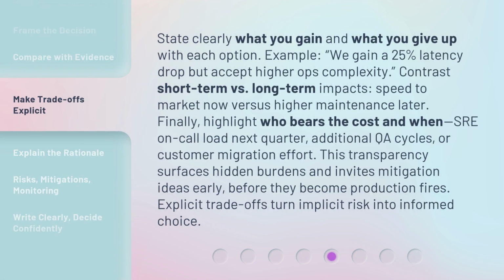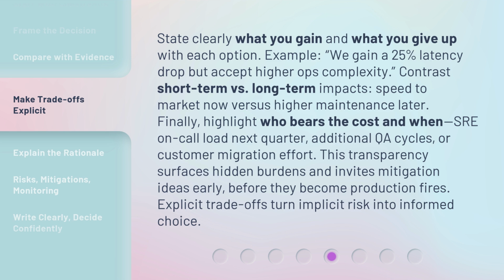State clearly what you gain and what you give up with each option. Example, we gain a 25% latency drop but accept higher ops complexity. Contrast short-term versus long-term impacts. Speed to market now versus higher maintenance later.